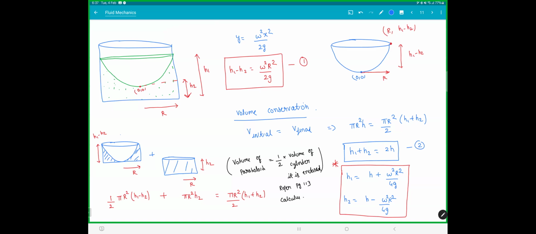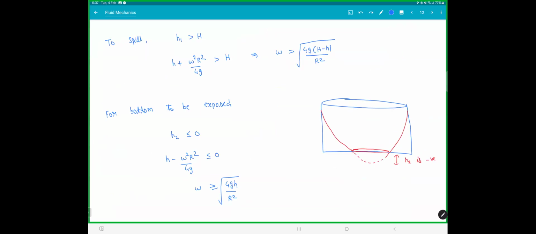Please have a look at this page. Ask me if you're confused. And then this part is fine.